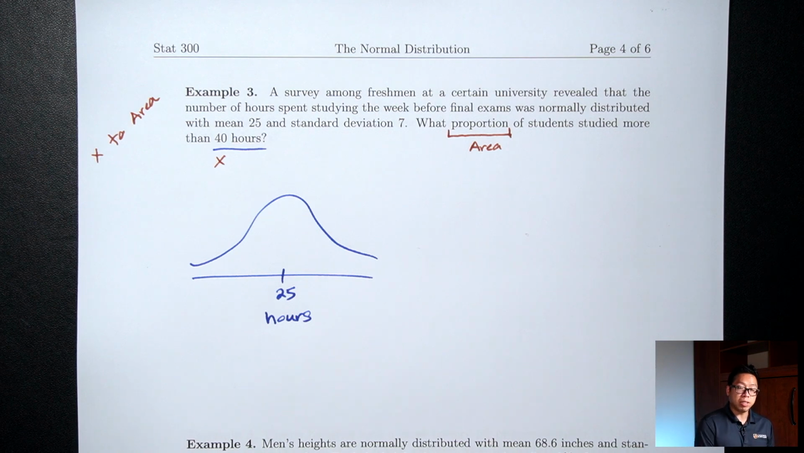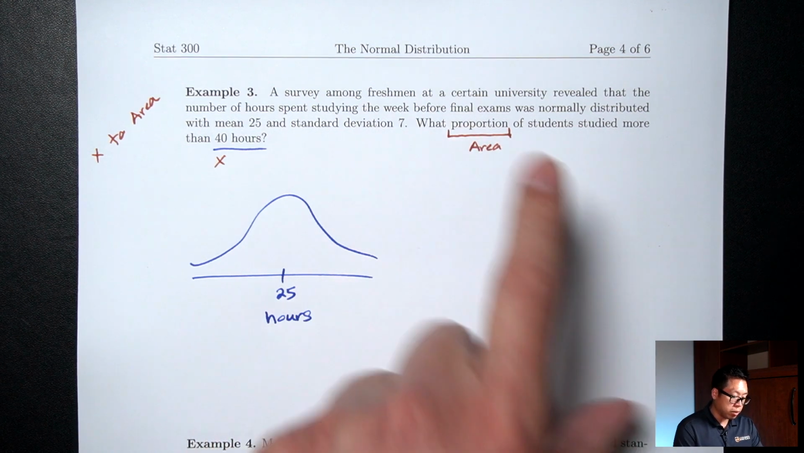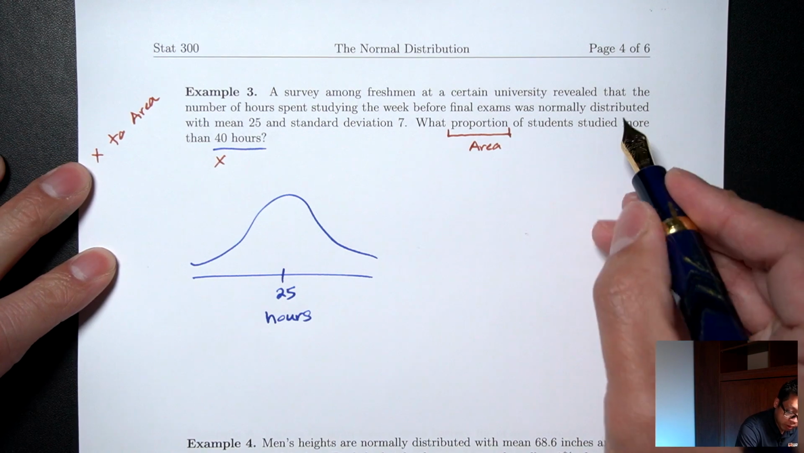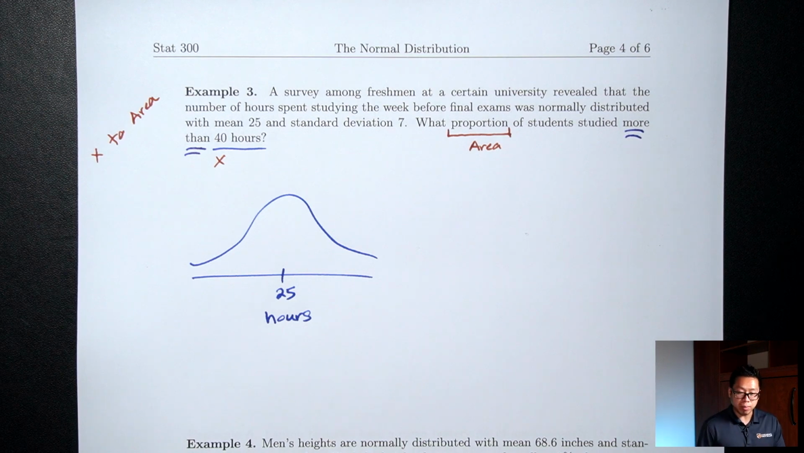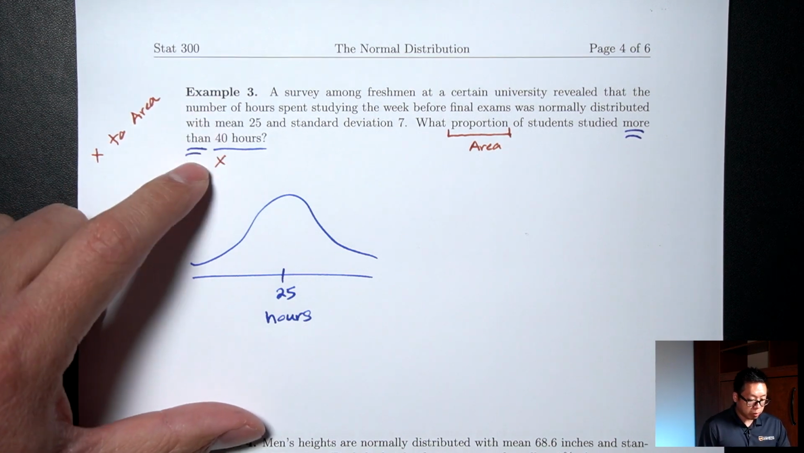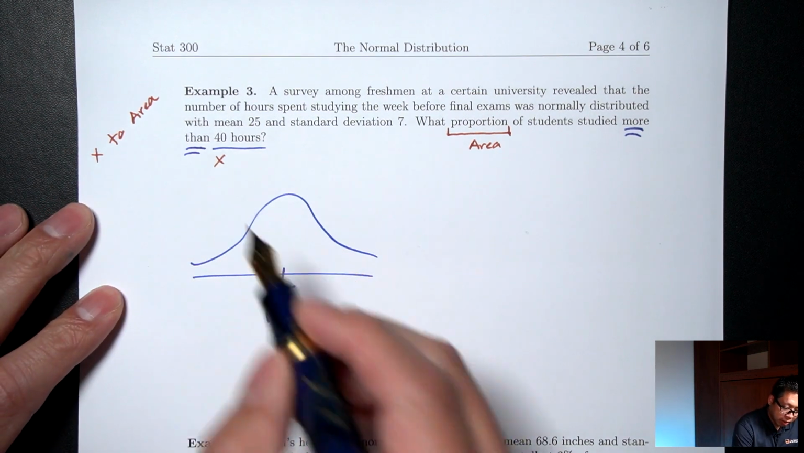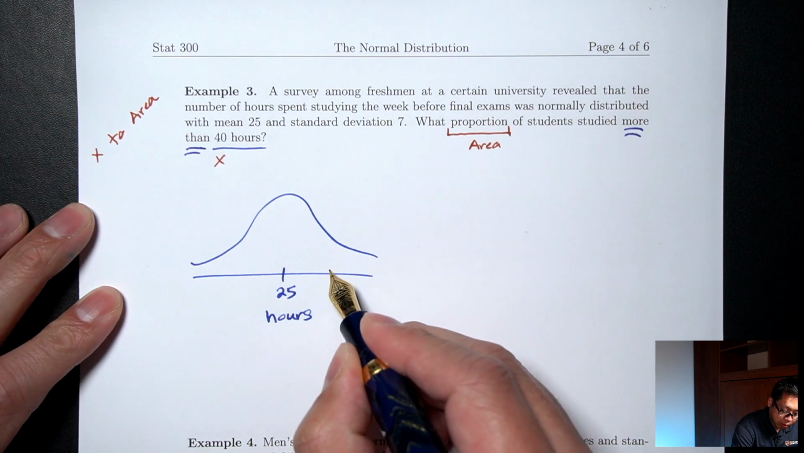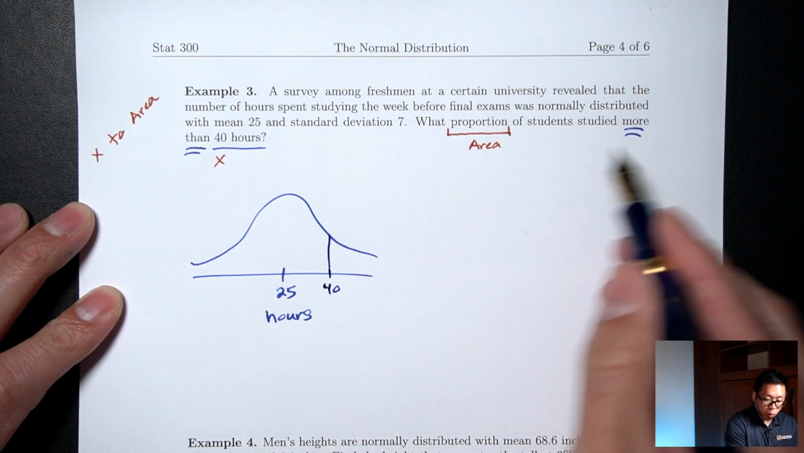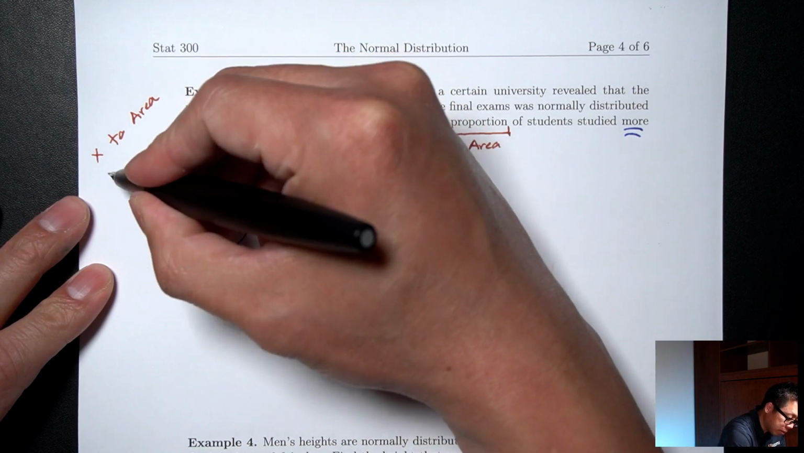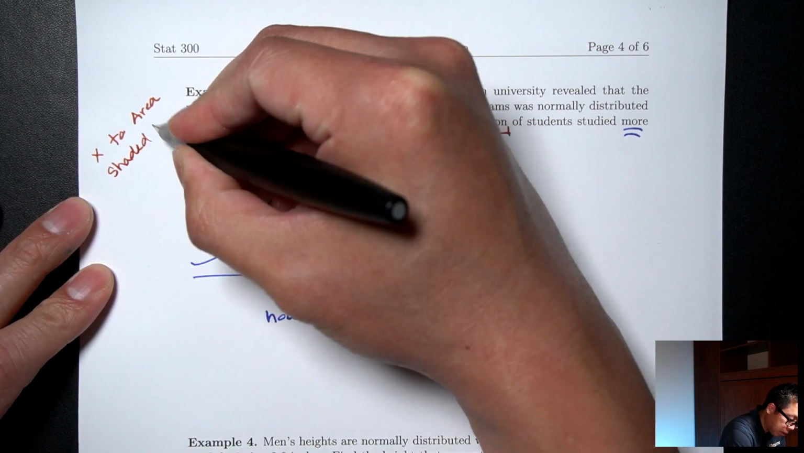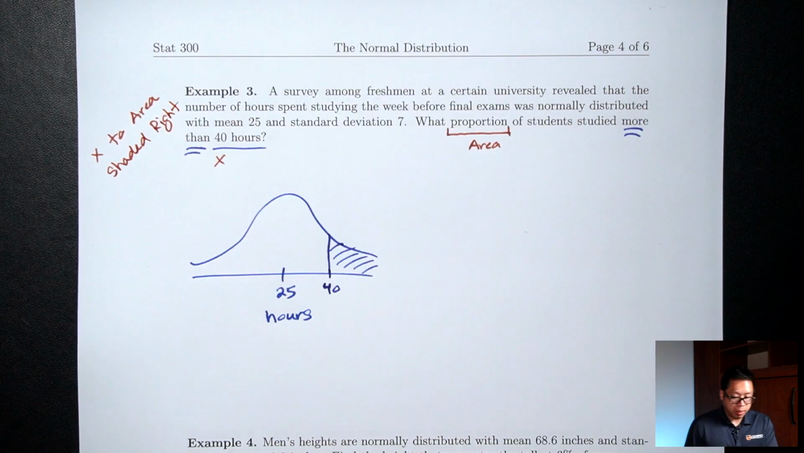Next thing we need to decide is whether this is shaded to the left, shaded to the right, or shaded in between. This says, what proportion of students studied more than 40 hours? More than would be to the right. So this is shaded right. 40 we said was an x, so let me put that on the x-axis. So x-axis 40 would go over here. More than means to the right. So this is an x to area type question that is shaded to the right.